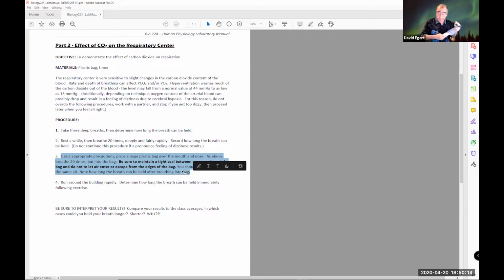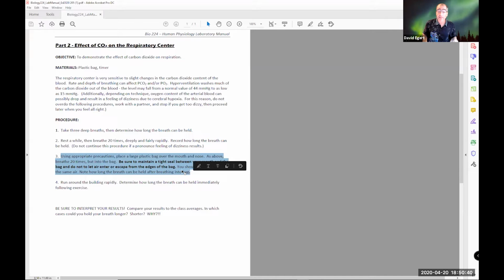How is that going to affect your ability to hold your breath, do you think? What's somebody's hypothesis there? You can hold it less because there's more CO2. Right. So if you're starting with really high levels of CO2 already, that means you're going to hit that critical point where you feel you've got to breathe much quicker.